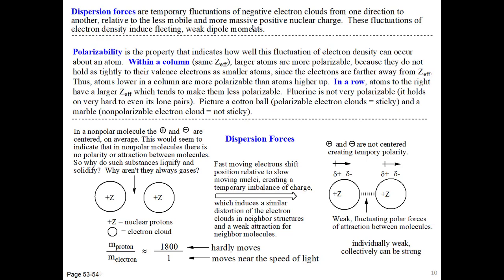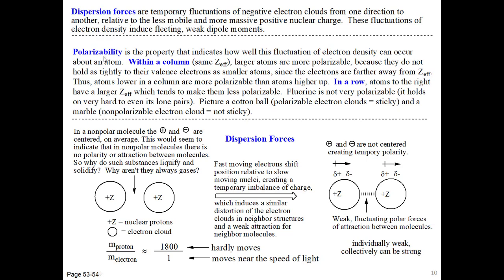The electrons are moving really fast, close to the speed of light. And the nuclei are massive. If we come down here and take a look, the mass of a proton is around 1800. The mass of an electron is around 1. Remember, all the protons are in a very, very tiny nucleus. And the electrons are in this massive electron cloud around the nucleus. So the electrons are negative charges zipping all over the place, and the nucleus hardly even moves. So that charge fluctuation back and forth introduces temporary, fast-changing polarities, and that leads to what we call dispersion forces.